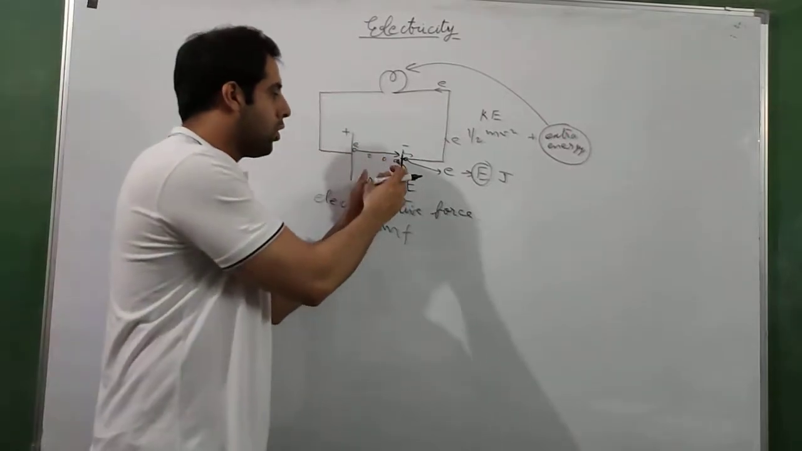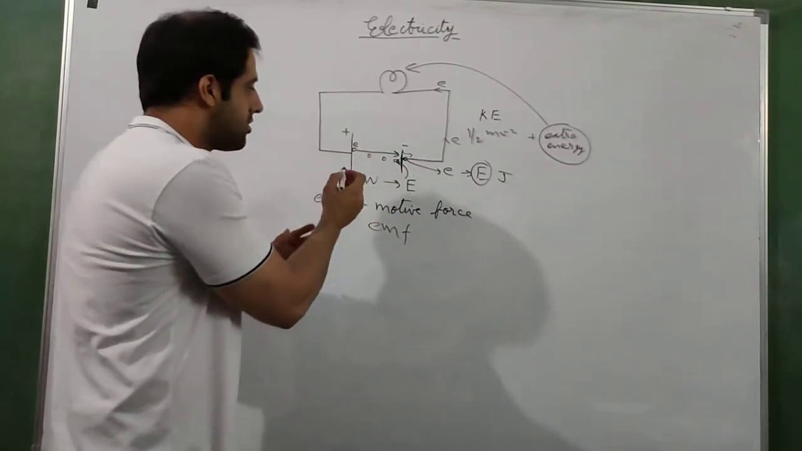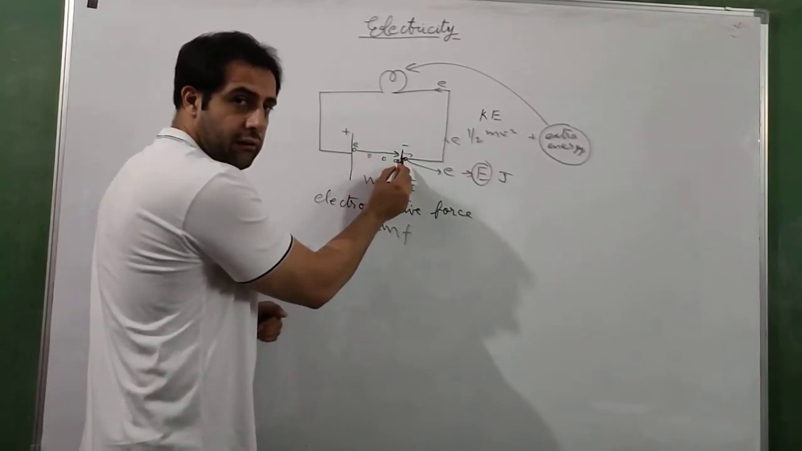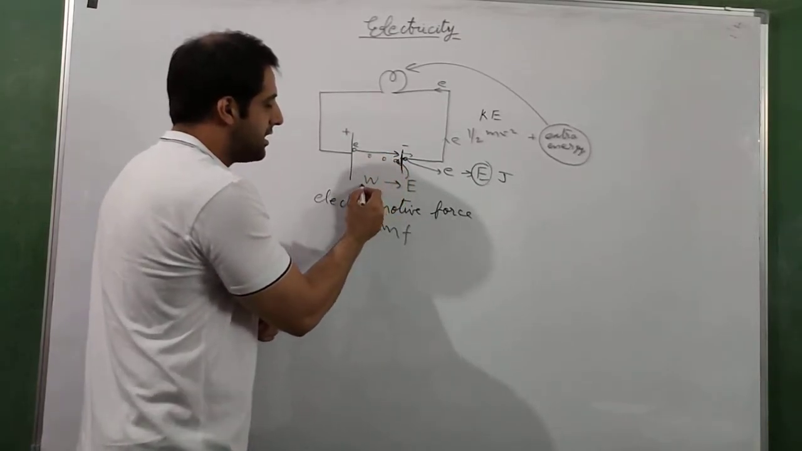So what is the role of the battery? The role of the battery is to transfer an electron against the repulsion of the negative terminal, and for this it does some work.